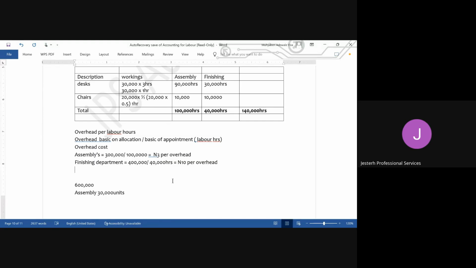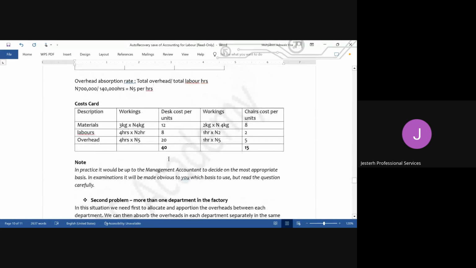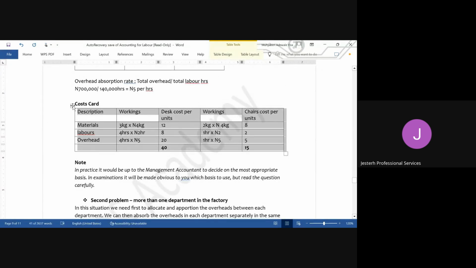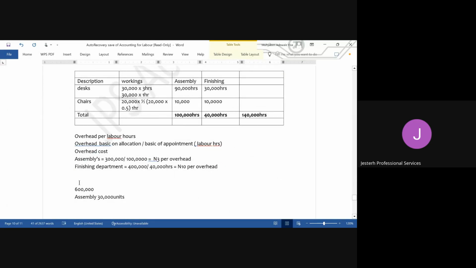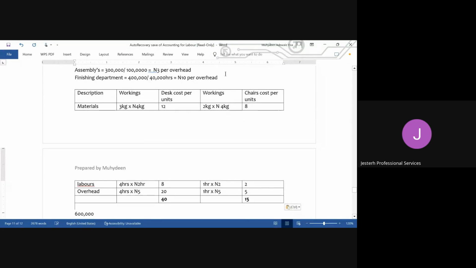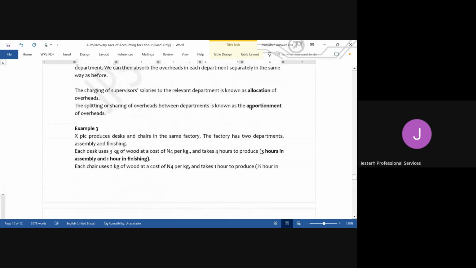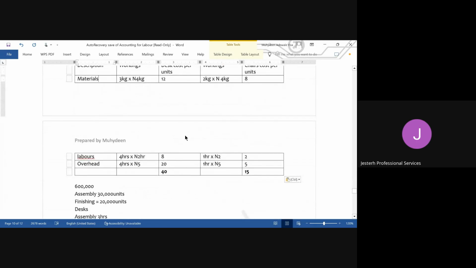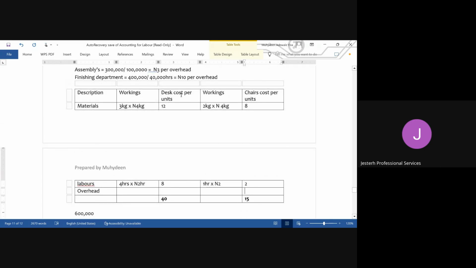Now, we already know how much we are allocating to each of the departments based on our overhead. The next thing now is to bring in this scorecard. Let me copy this, then I will edit it. Let me bring it down. Remember, we have already calculated for this because the question is almost the same thing. So the only issue is this one, so I will clean this.